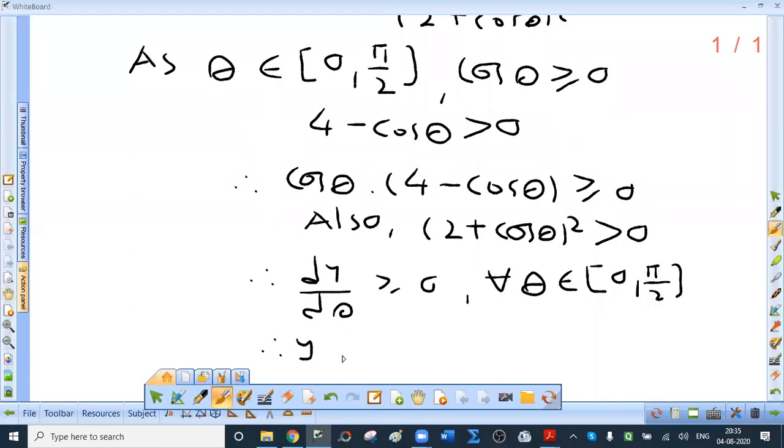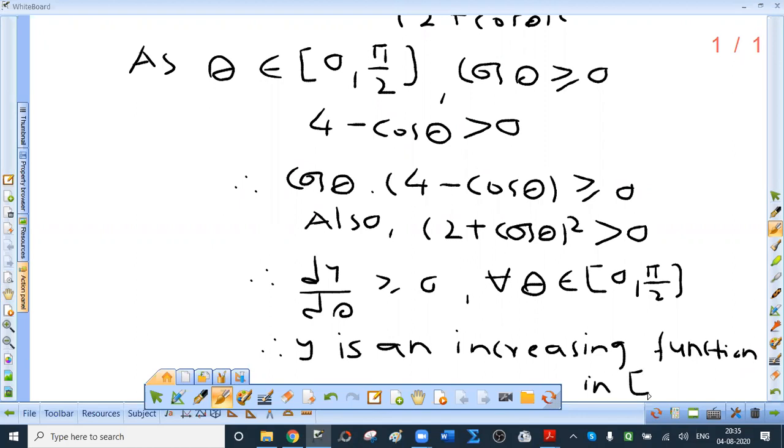Therefore, y is an increasing function in 0 to pi by 2.